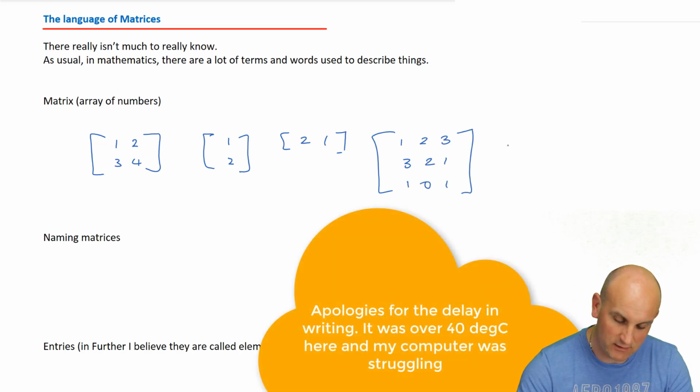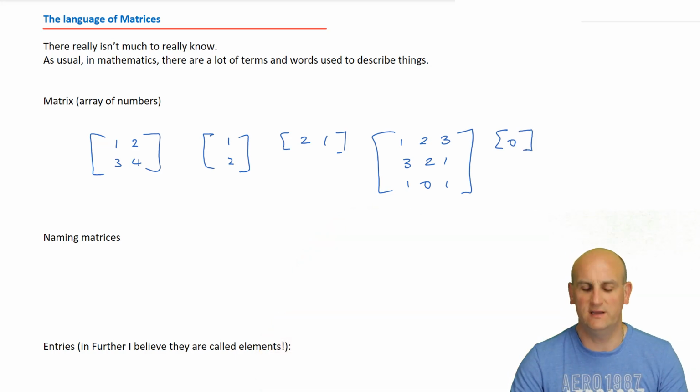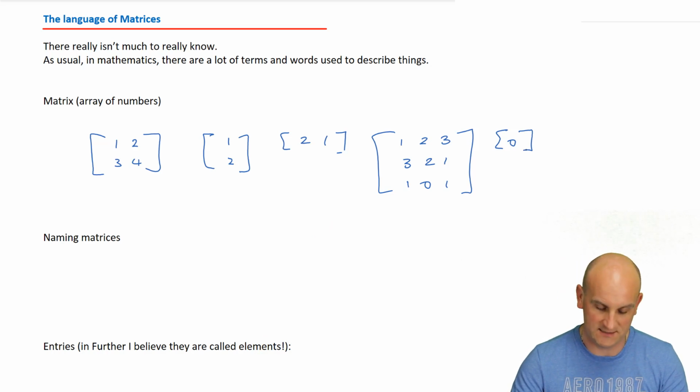You can even have matrices with zeros in them. And that's, funny enough, called the zero matrix. Why would I have a zero in a matrix? I don't know. It's part of the course. It's weird. Let's move on.